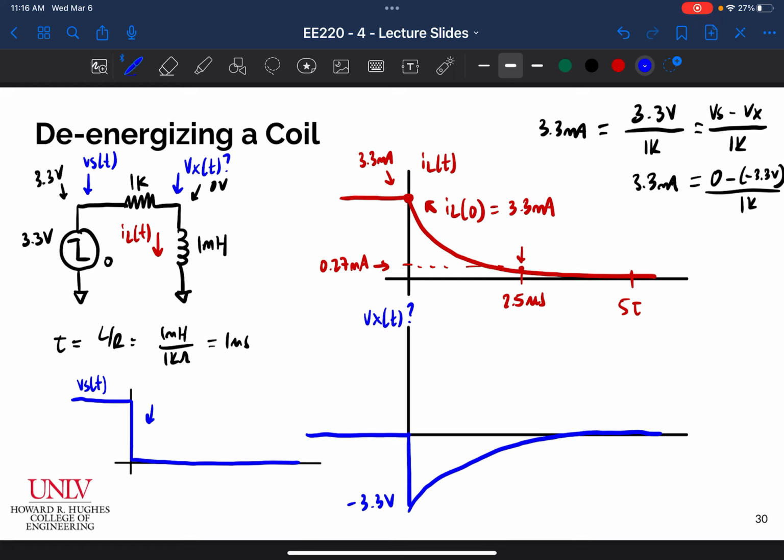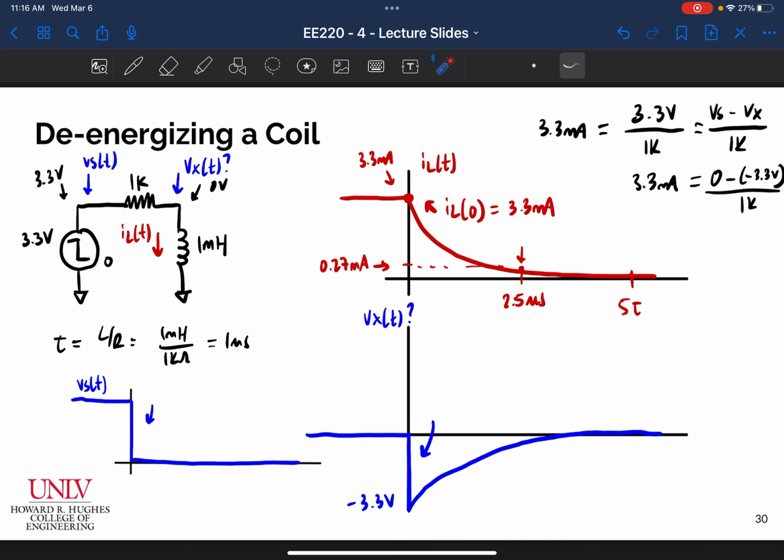And that is the behavior of Vx of t. The important piece is noting why this negative transition occurs: when this node goes shooting down to 0, this node has to go down to negative 3.3 in order to maintain current flow through the resistor, and therefore through the inductor, in order to get this behavior. Hopefully that makes sense.